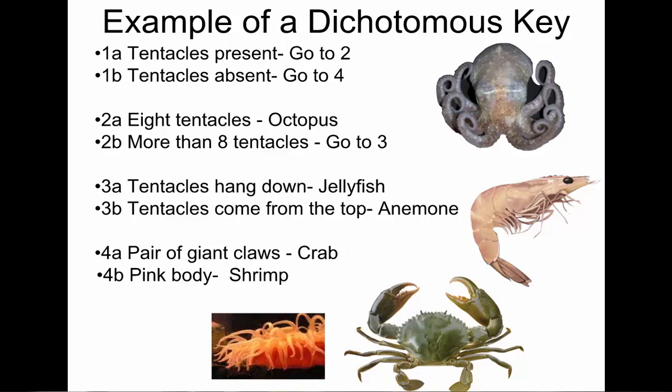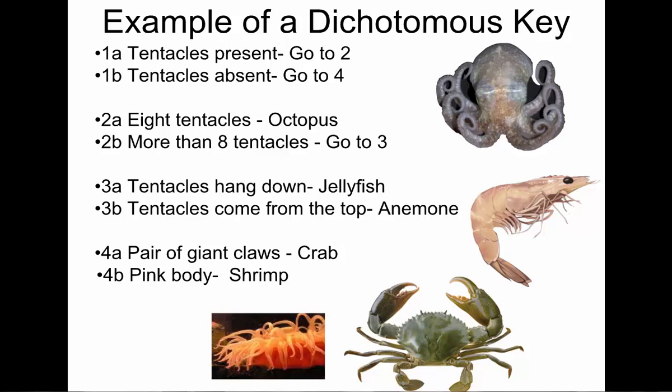How about this? Tentacles present or absent? Absent. No tentacles, because legs, no tentacles. We go to 4. Does it have a pair of giant pink claws? No. Pink body? Yes. This is a shrimp. Wait, what's the thing on the bottom? That's a crab. So we go here.